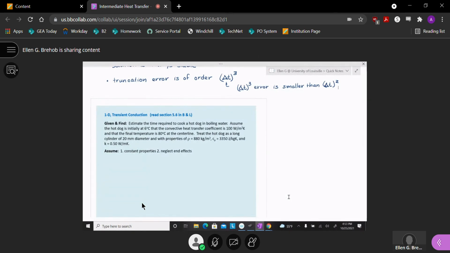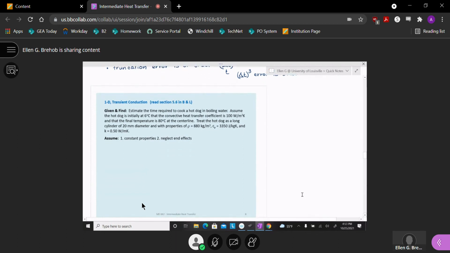Okay, and we're going to jump in. We're going to solve this problem. And for people who took heat transfer from U of L, I like doing the hot dog problem. So here it is. Estimate the time required to cook a hot dog in boiling water. Assume the hot dog is at 6 degrees C. The convective heat transfer coefficient is 100 watts per meter squared Kelvin. And for the final temperature, we want 80 degrees C at the center line.